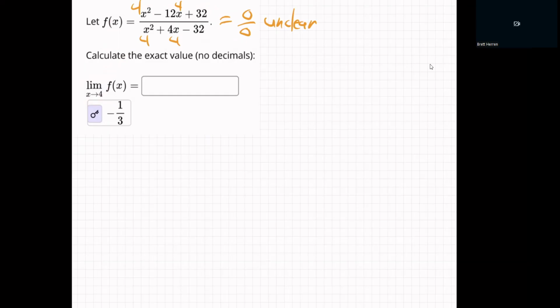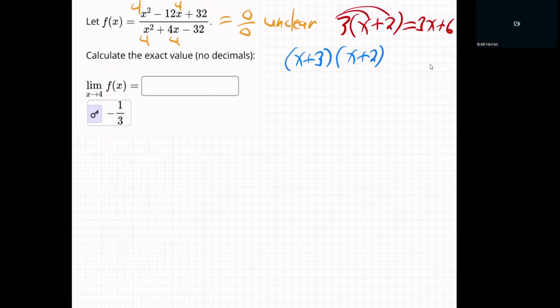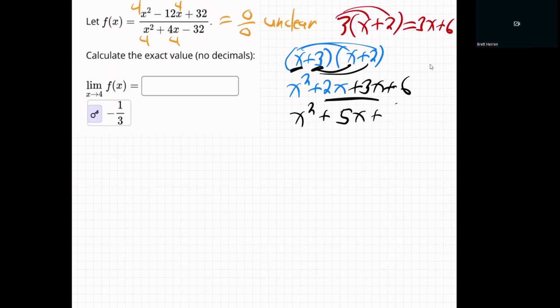So do you remember factoring? Let me do a little reminder of factoring. Remember, if you have something like 3 times x plus 2, you just distribute and you get 3x plus 6, right? So what if you have two things in front? Like what if you have x plus 3 times x plus 2? Well, it's the same thing. The x distributes to be x squared plus 2x. Now the 3 distributes to be 3x plus 6. And then these middle two terms combine to 5x.